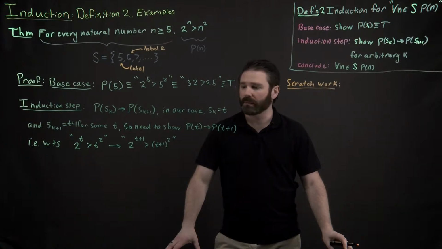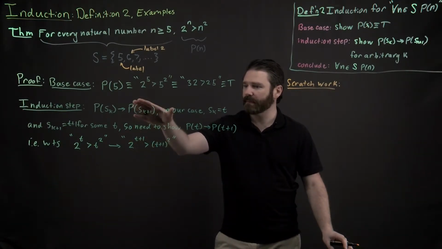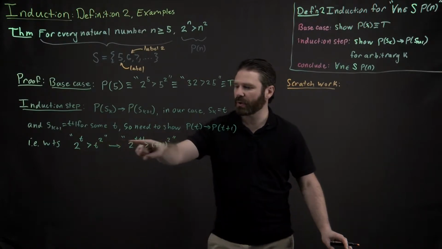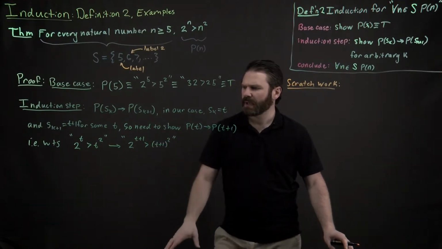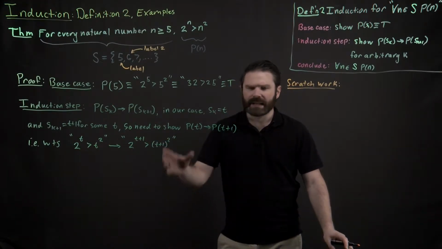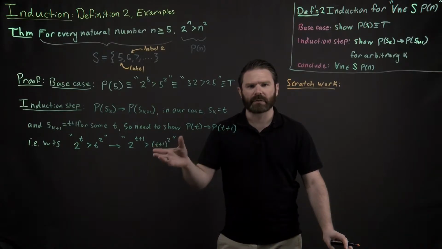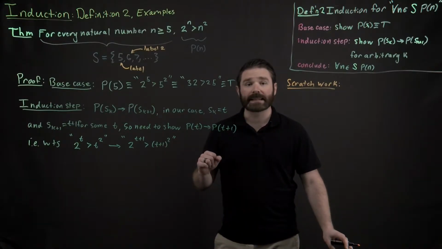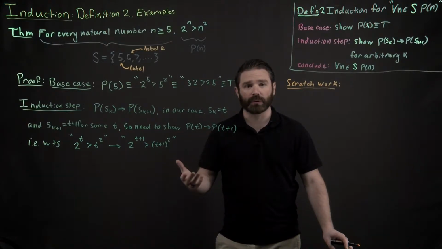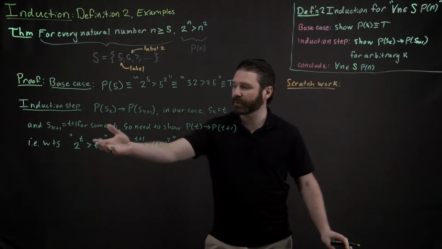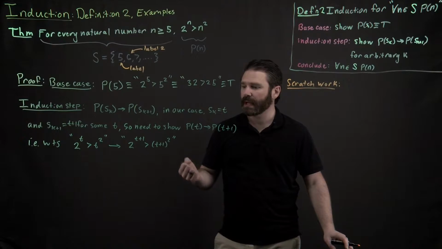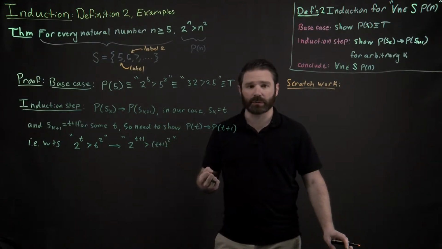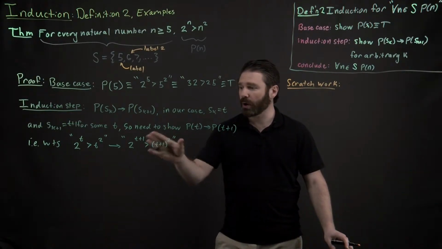So at this point in the theorem, I know that in my induction step, I have to show this implication. And I need to do a bit of scratch work to figure out how I'm going to do that. Let's say that I'm going to do a direct proof. So for my direct proof, I'm going to assume that my hypothesis is true, and I want to show that my conclusion is true. So we are going to assume our hypothesis.